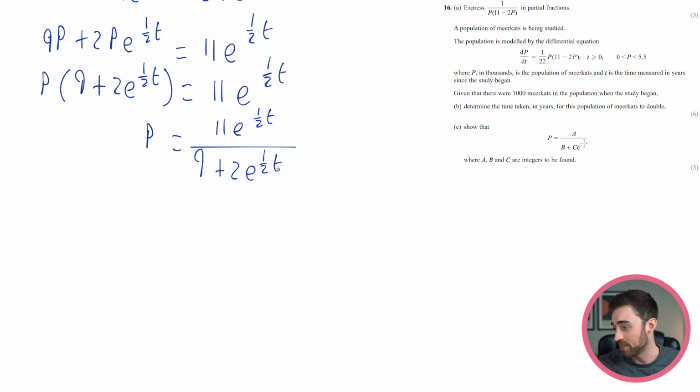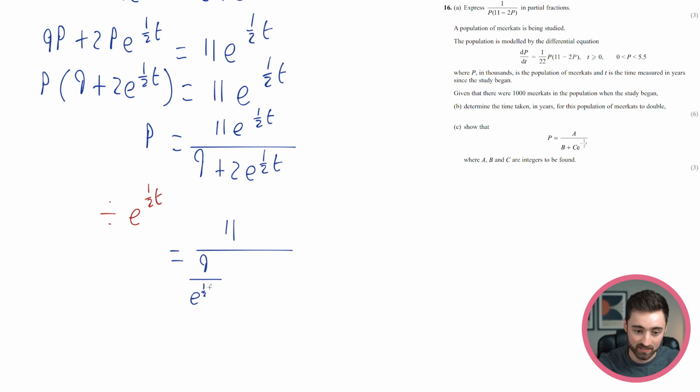Because look, they want a over b plus c e to the minus a half t. So it's quite interesting, isn't it? Because I've not got just a constant on top. But there's something I can do here. If I was to divide both the top and the bottom of this fraction by e to the half t, what would happen? So let's do it longhand. Obviously if I'm dividing by this, that's just going to cancel. So I'm going to be left with 11 on top. I'm going to be left with 9 divided by e to the half t. And then plus, well, those e to the half t's would cancel, right? Plus 2.